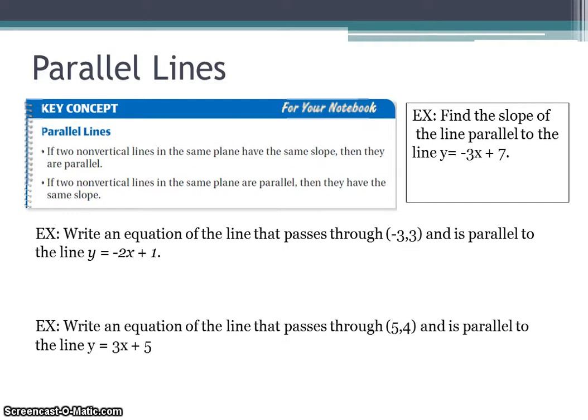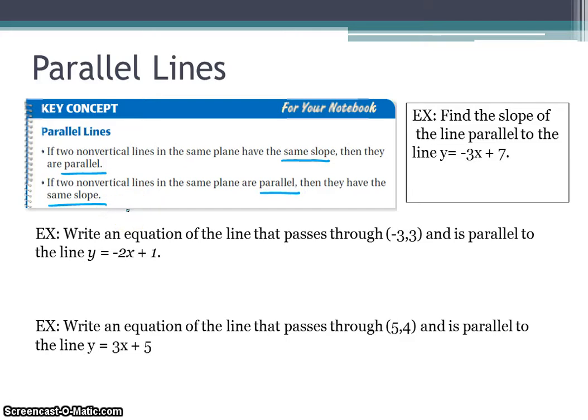Okay, parallel lines. Two non-vertical lines in the same plane that have the same slope. So that's the most important thing here: if two lines have the same slope, then they are parallel. And likewise, if they're parallel, then they have the same slope.